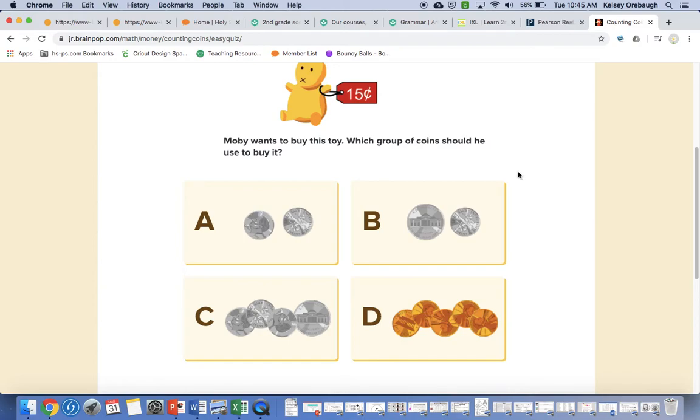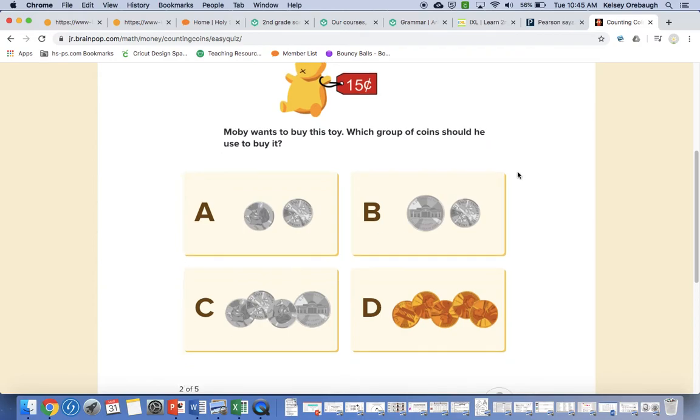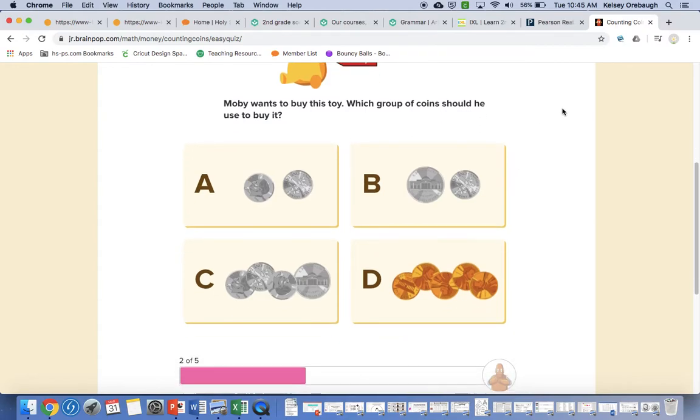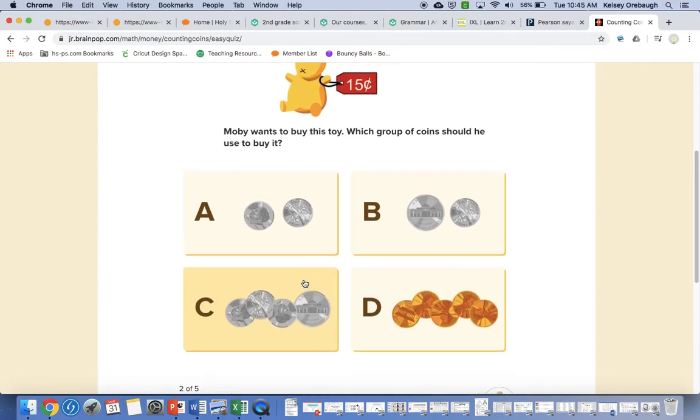15. B shows 15 cents. Let's double check C and D just to make sure we've figured out the right answer. It's always good to check all the options. Okay? C shows 3 dimes and 1 nickel. Dimes are worth 10, nickels are worth 5. Let's count the dimes. Skip count by 10s. 10, 20, 30 plus 5 is 35. That's too much money also. 35 cents is more than 15 cents.